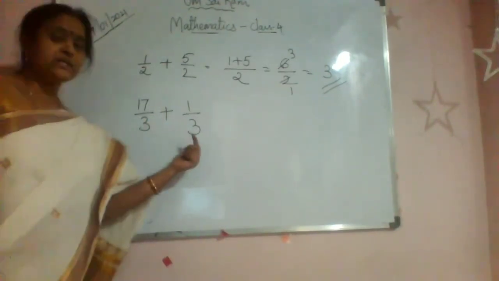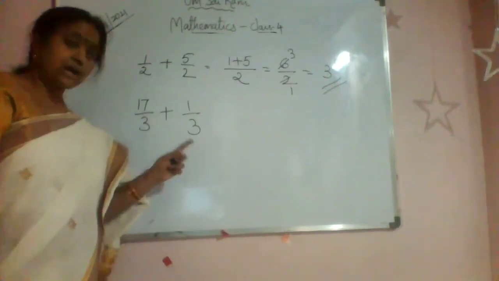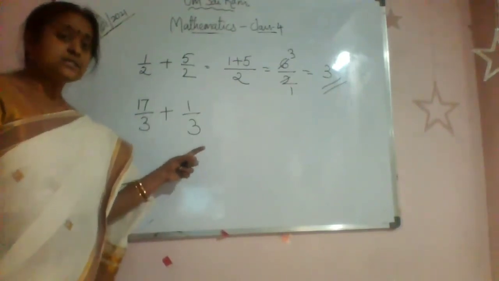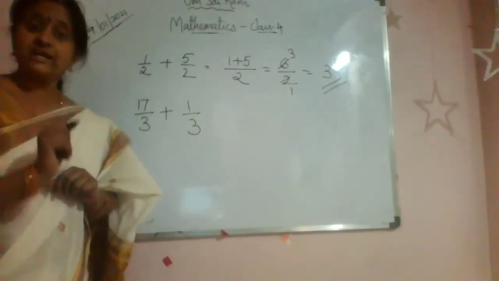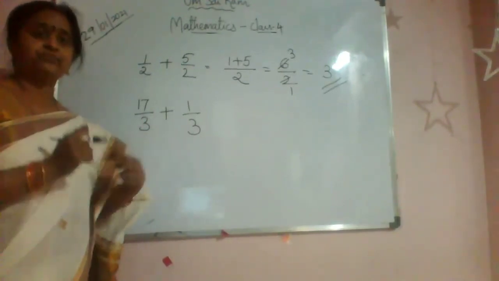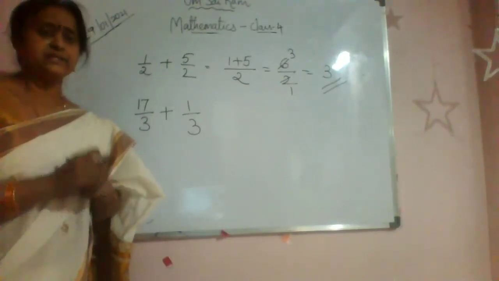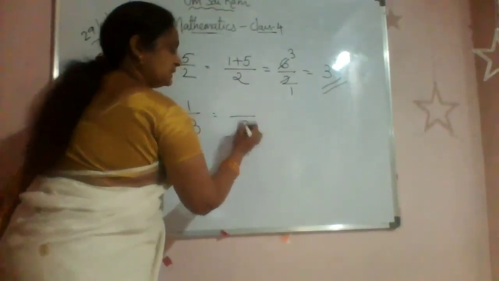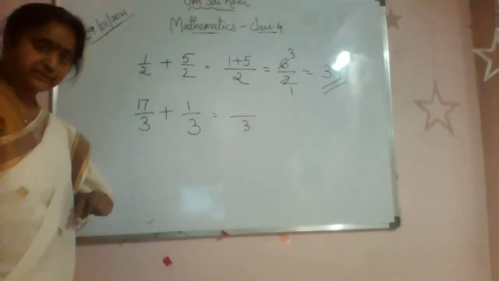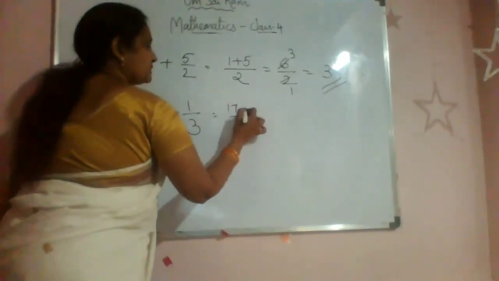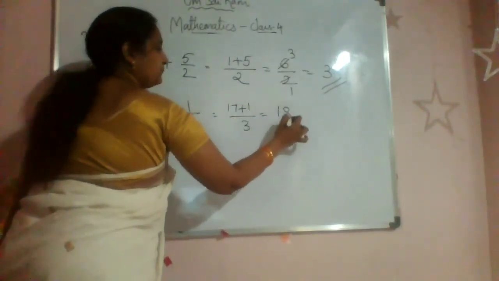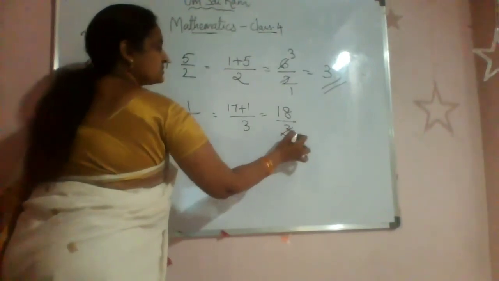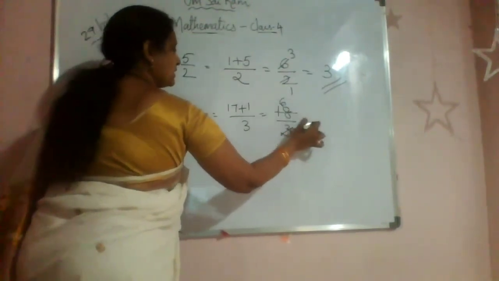Now observe these fractions. Yes, these two are like fractions. Why? The denominators are the same. When we are adding like fractions, we just need to add the numerators. So in the denominator what do we have? We have 3, and add the numerators. 18 by 3. So 3 1s are 3, 3 6s are 18.